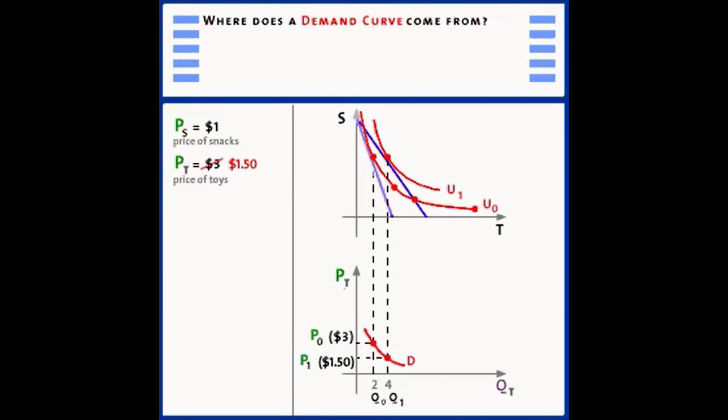As the price rises and falls, the optimal point will move around upstairs in this graph. And as it does, we record it downstairs in this graph, the demand curve. The demand curve shows you what the consumer will purchase, the quantity of toys Chris will buy as the price of toys changes, holding constant everything else. Holding constant income, holding constant the price of snacks, holding constant Chris's tastes and preferences. That's where the demand curve comes from. And that's why we spent that time developing the indifference curve tool and putting it with the budget constraint and learning how to do consumer optimization.